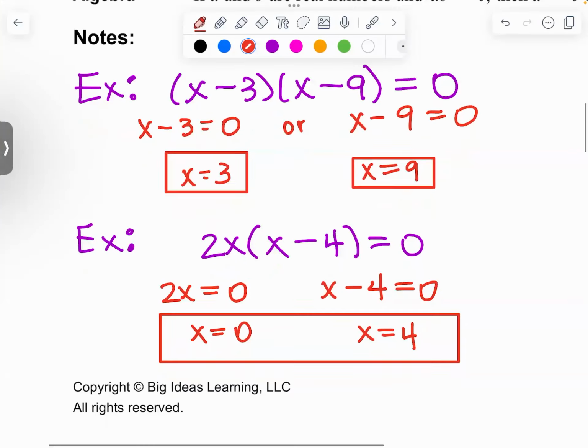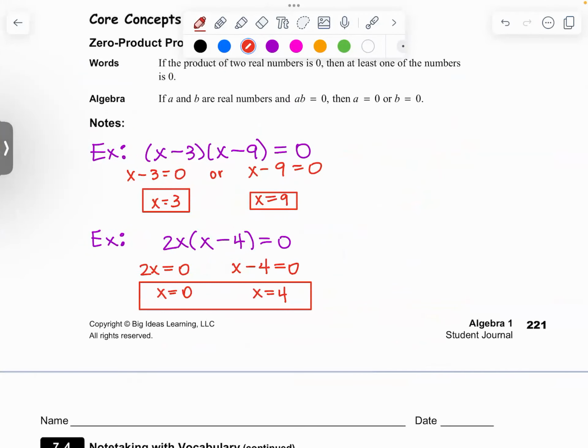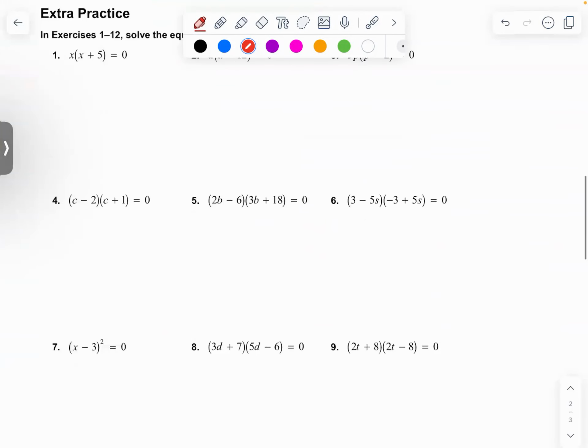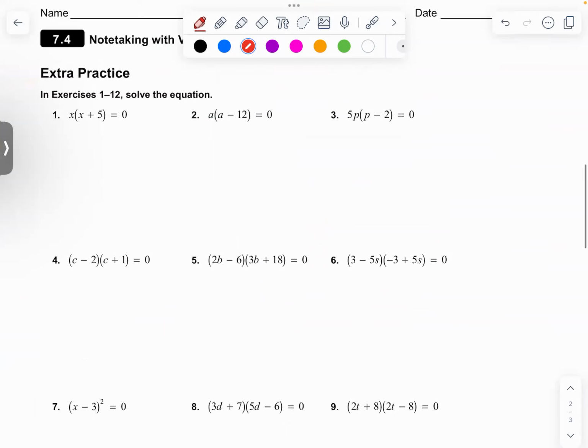Okay, this is what I want you to do. Turn the page. Would you please solve those 3? Feel free to work with your elbow partner.